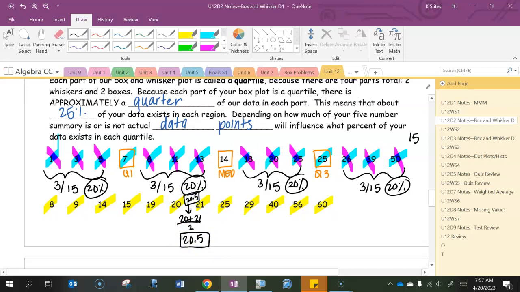Put that there. All right, now we'll find Q1. Go in, go in, go in, go in. All right, once again, you don't have one number in the middle, so you're going to have to add these two together and divide by 2. That's going to give you a 14.5. Same thing over here. You don't have one number in the middle. You're going to have to find the median of 29 and 40.